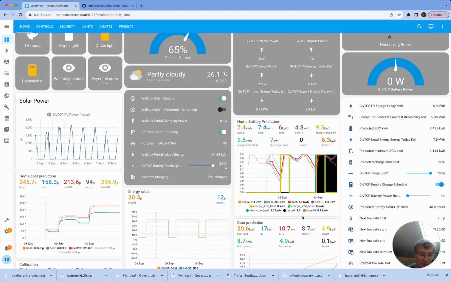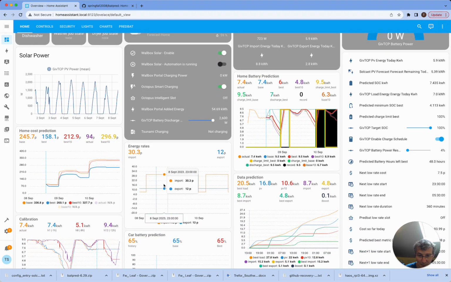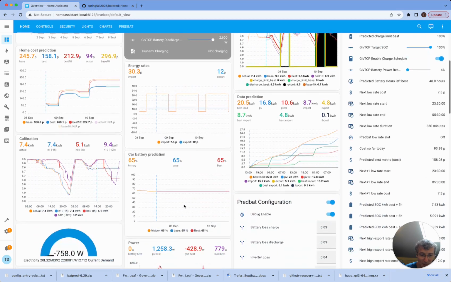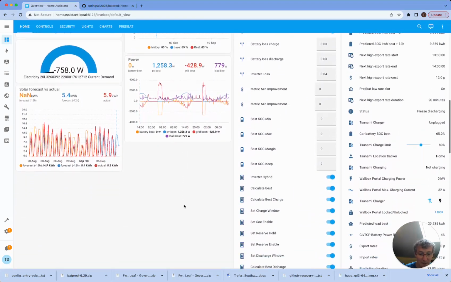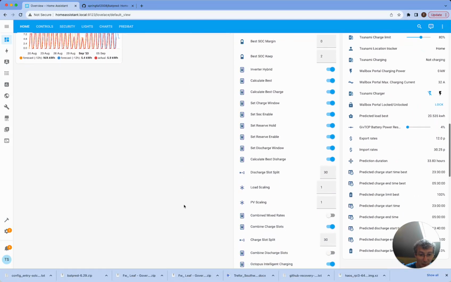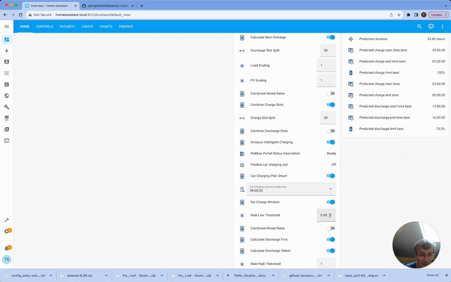So what happens with the simulation is it obviously runs the base simulation, and then it runs a simulation starting off. It picks the charging slots, which are essentially based on a threshold. So you can see my energy rates just go up and down because I'm unintelligent. I've got a threshold set, and that's going to be my low rate threshold here of 0.85.